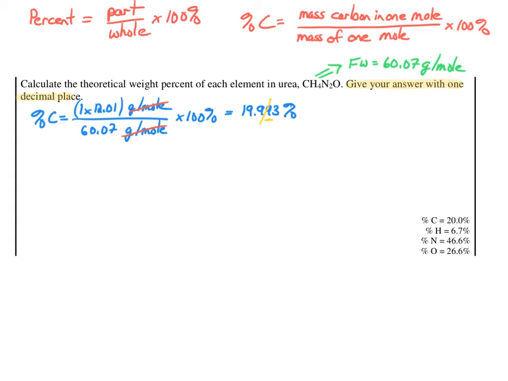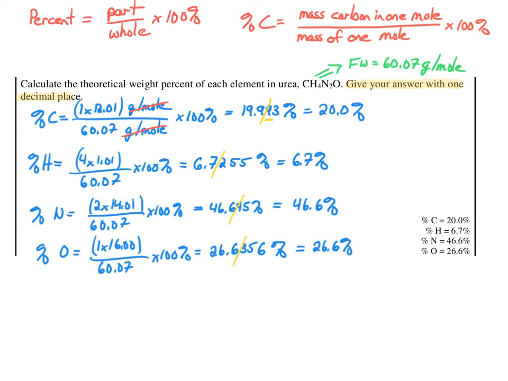This number is greater than 5, so we add 1 to the preceding decimal, and that would result in a mass percent of 20.0% carbon. We can go through the rest of the elements. And we get our results for the percent composition of urea, the percent by mass of each element that's contained within that compound.